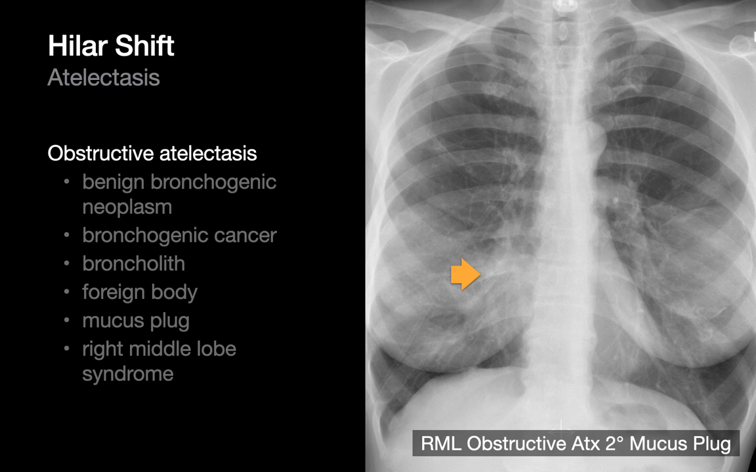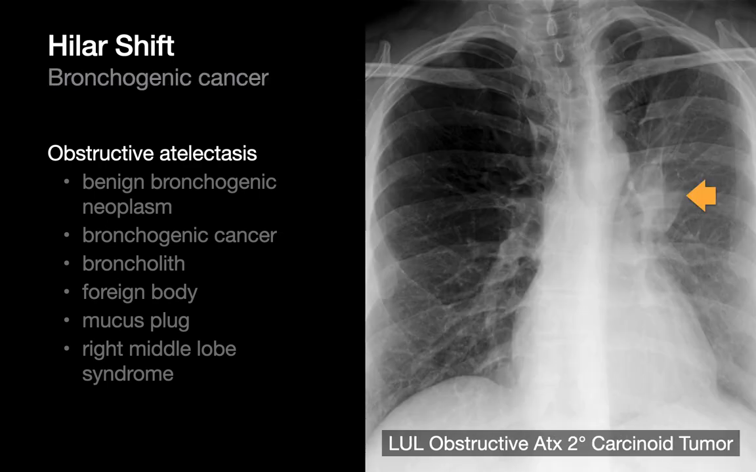This here is an example where right middle lobe atelectasis has dragged the right hilum inferiorly, which I'm pointing to with the orange arrow here. This is a different case, which we actually saw a few slides ago, where left upper lobar atelectasis has dragged the left hilum superiorly.